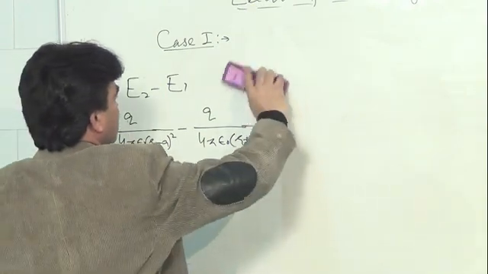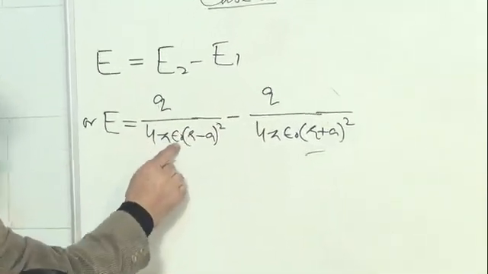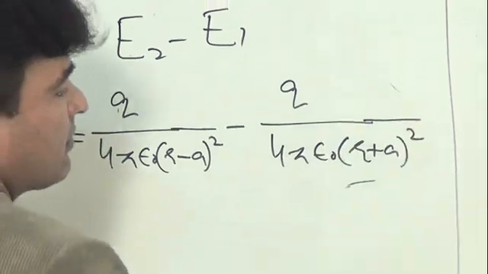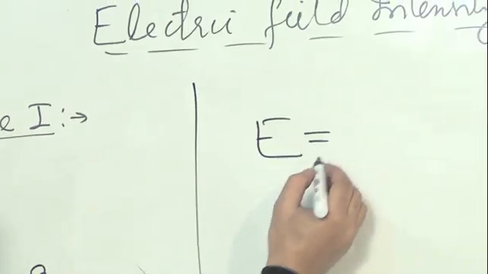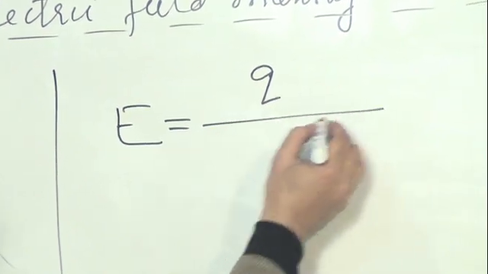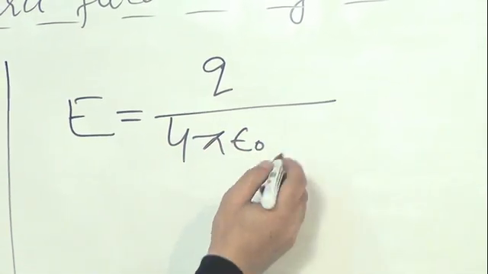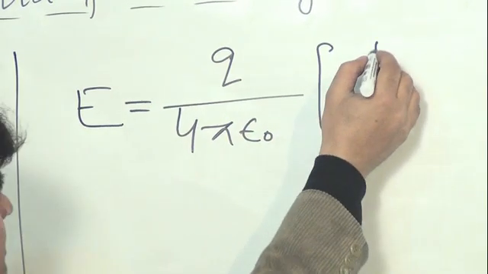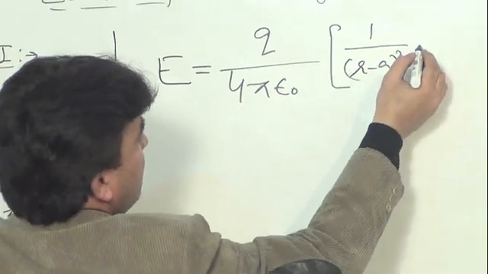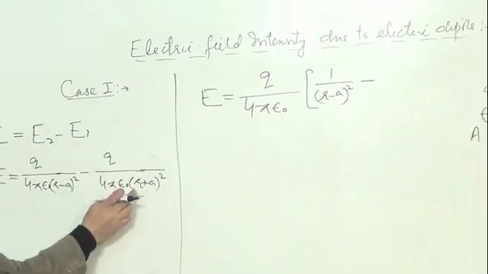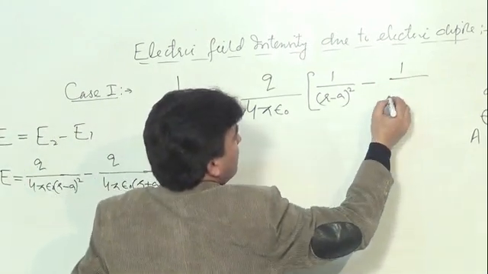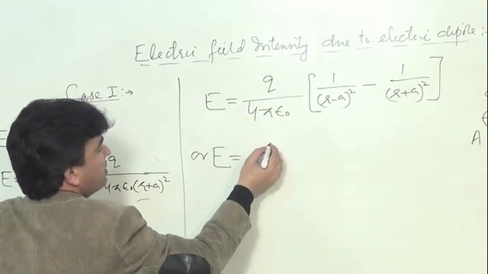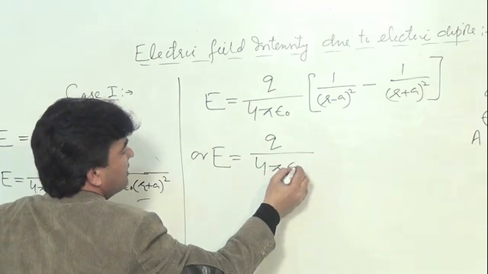From this expression we see Q by 4 pi epsilon naught, Q by 4 pi epsilon naught are the similar terms. We will take them common. That is E is equal to Q by 4 pi epsilon naught into what remains inside the bracket, 1 by (R minus A) whole square minus 1 by (R plus A) whole square. Let us solve it. It is E equal to Q by 4 pi epsilon naught.